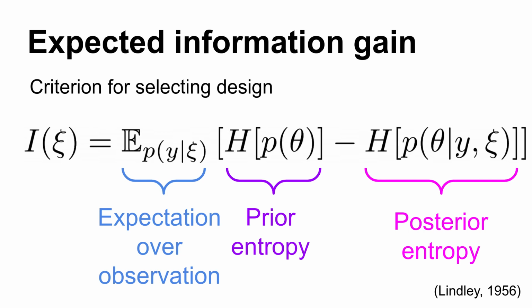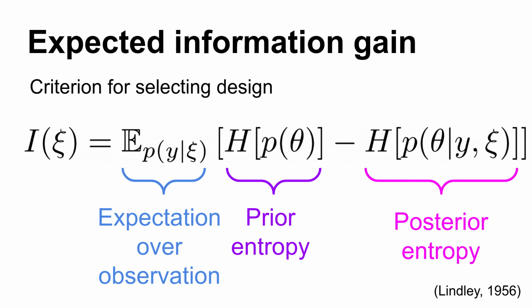But to turn this into a criterion for selecting between designs, we have to take an expectation over the unseen observation using its Bayesian marginal distribution. This gives us a criterion that depends only on the design, and that's expected information gain, which is also a mutual information. And this has a number of attractive properties as established by Lindley and subsequent authors.